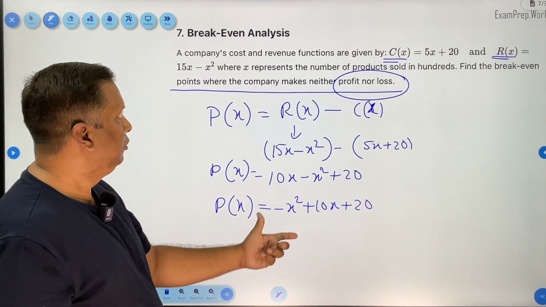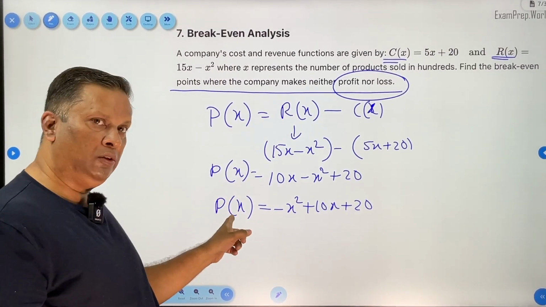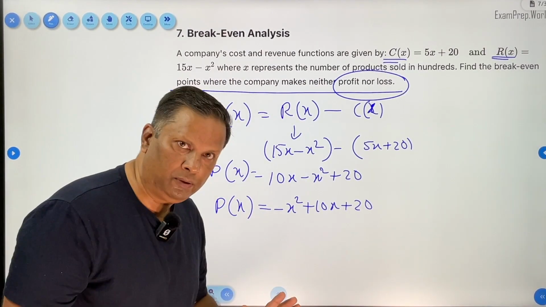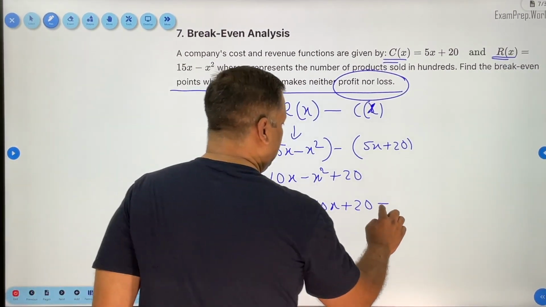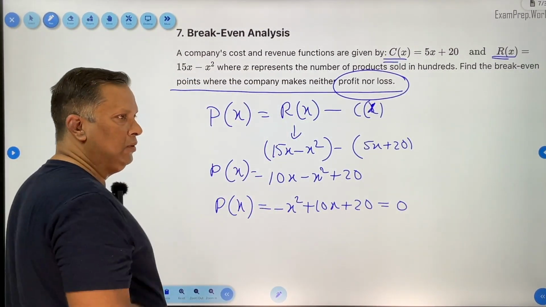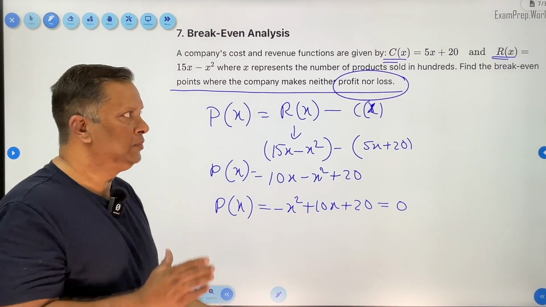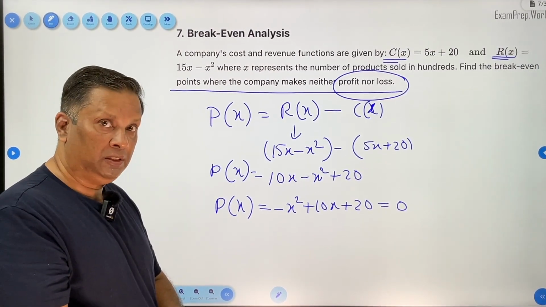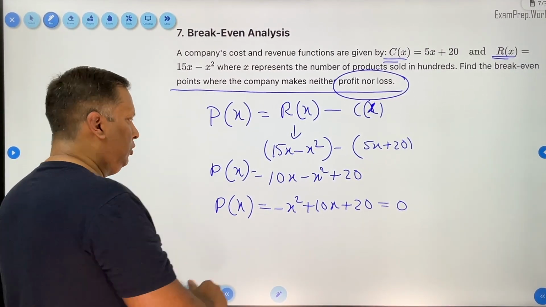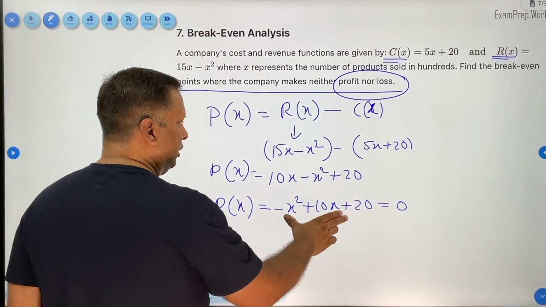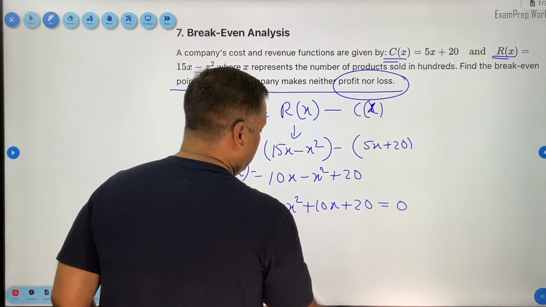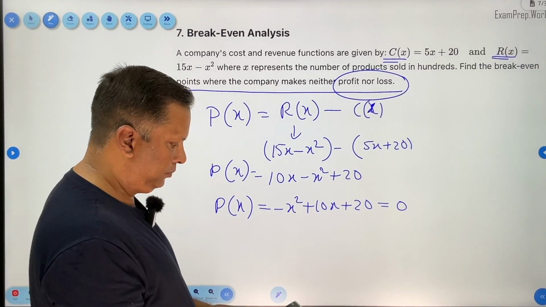Now, no profit, no loss. So this is profit; no loss means profit should be equal to 0. So equate this to 0 and solve the quadratic. You will get the number of products to be sold, which is our x, okay? How do you do that? You have to solve this quadratic, right? So we will see what our x value is.